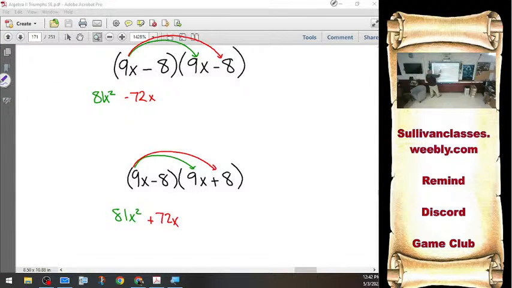Okay, what about negative 8 times 9x? Negative 72x. It's the same thing again. Negative 8 times 9x, negative 72x. Negative 8 times negative 8. Positive 64. What is negative 8 times positive 8? Negative 64.